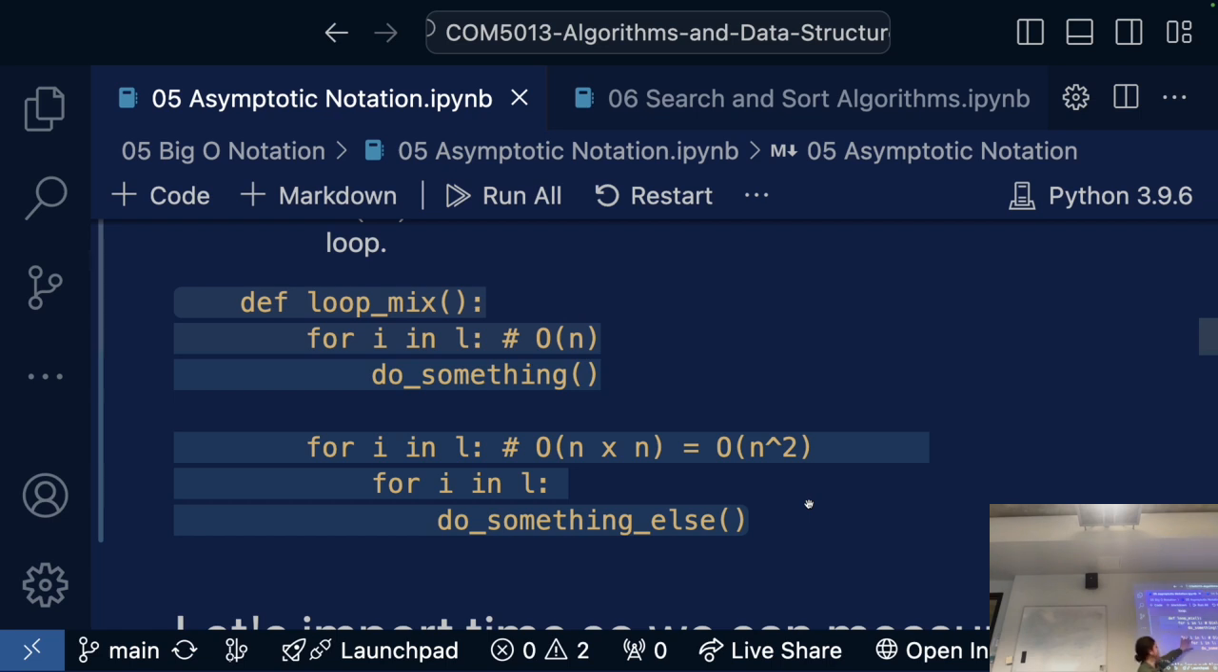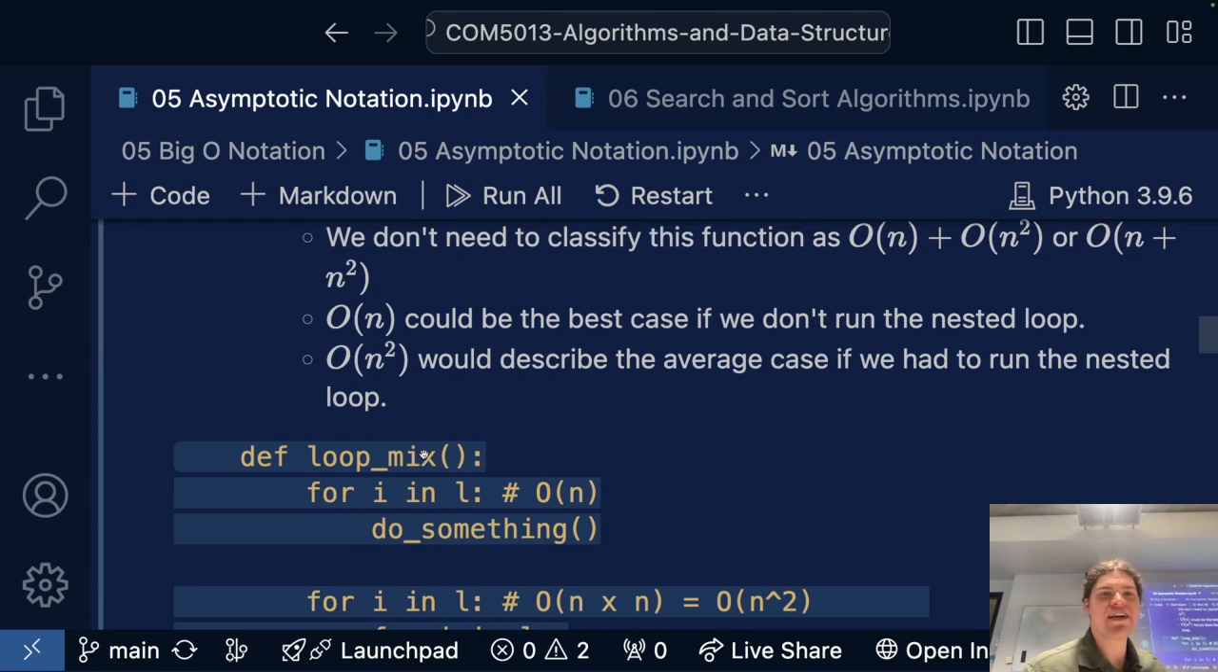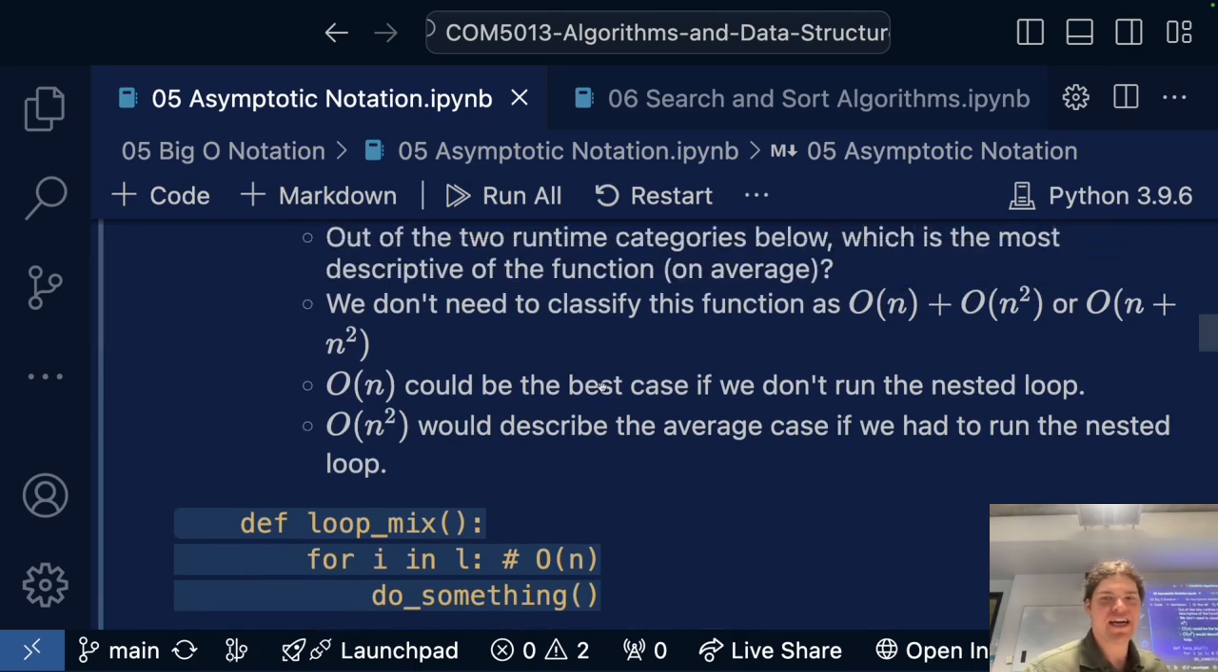Okay, but worst case, if we're trying to capture the worst it could possibly be, well, here O of n squared takes much longer, doesn't it, as you say? So it would be better to go for something like that. We haven't got an if statement, so essentially, yes, we would side with this. That would be the average case if we had to run the nested loop.